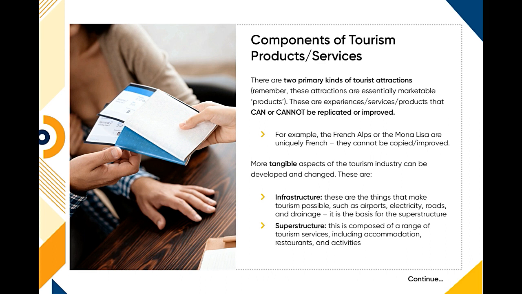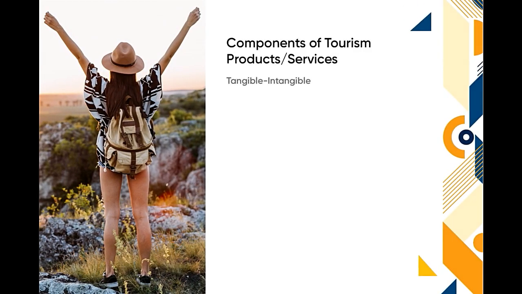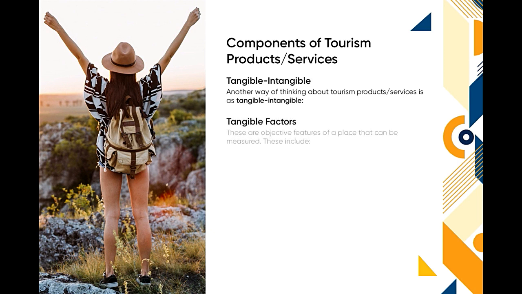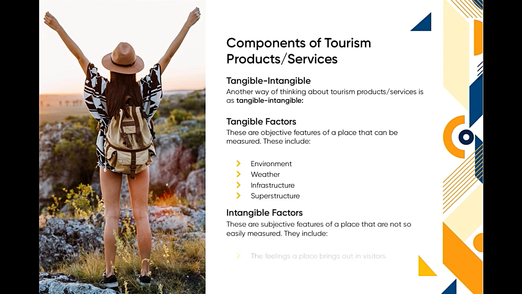Components of tourism products or services. There are two primary kinds of tourist attractions. Remember, these attractions are essentially marketable products. These are experiences or services or products that can or cannot be replicated or improved. For example, the French Alps or the Mona Lisa are uniquely French, they cannot be copied or improved. More tangible aspects of the tourism industry can be developed and changed.